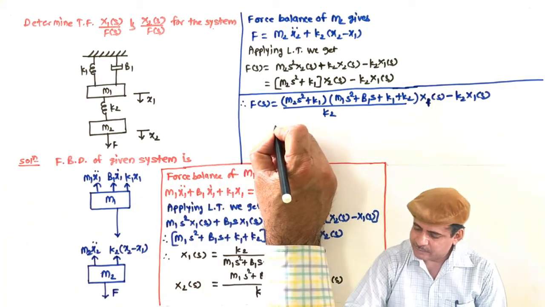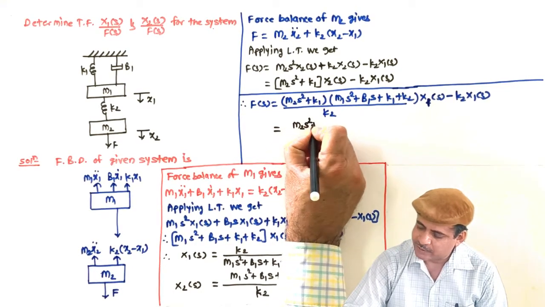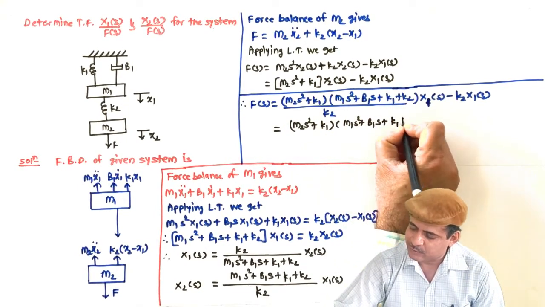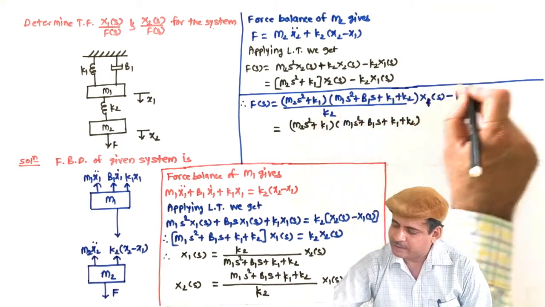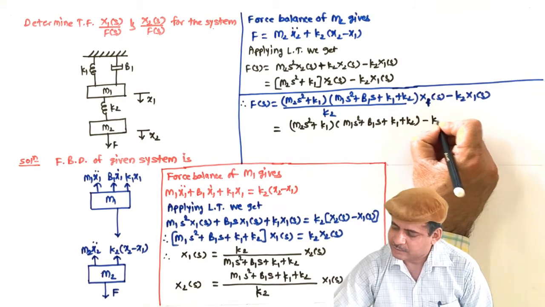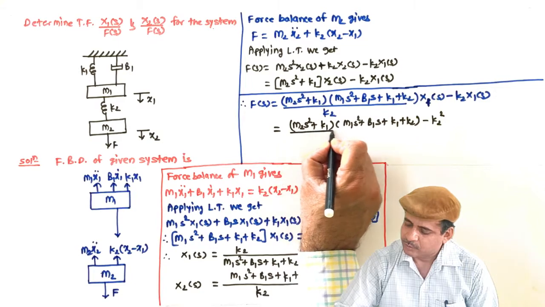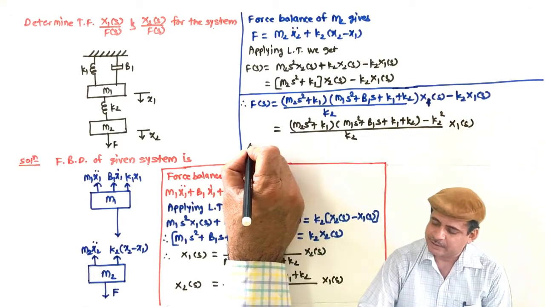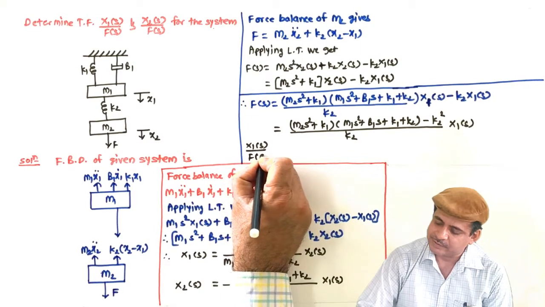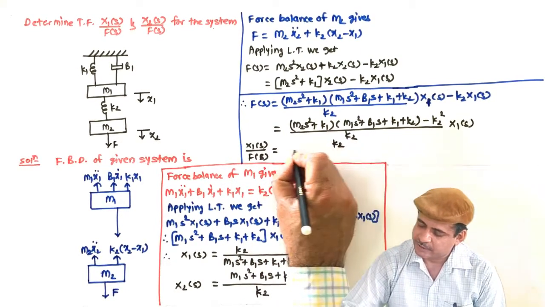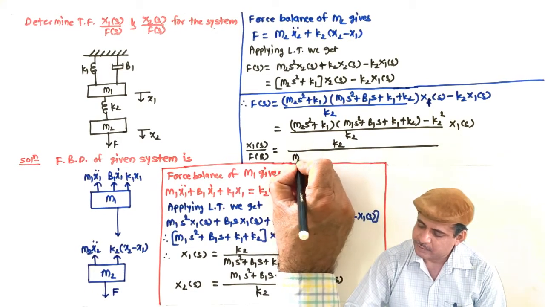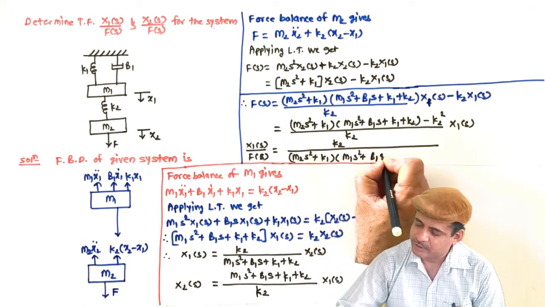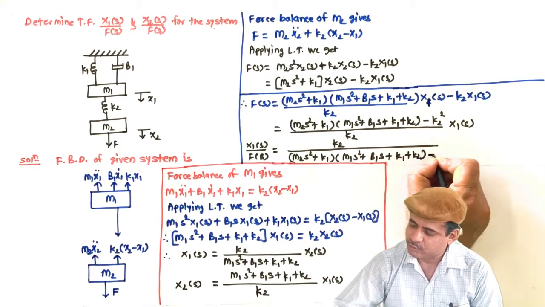Now solving this, what I get is m2 s square plus k2 into m1 s square plus b1 s plus k1 plus k2 minus k2 square, whole divided by k2 into x1 of s, and hence I get x1 of s by F of s is equal to k2 upon m2 s square plus k2 into m1 s square plus b1 s plus k1 plus k2 minus k2 square.